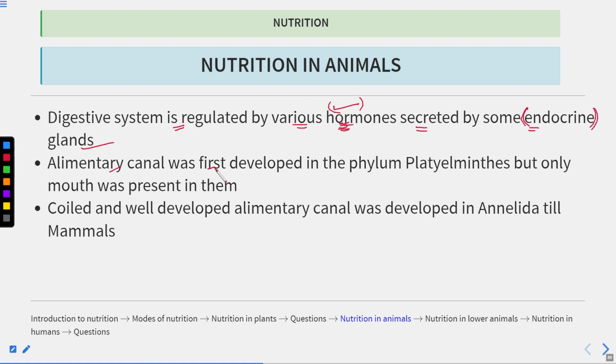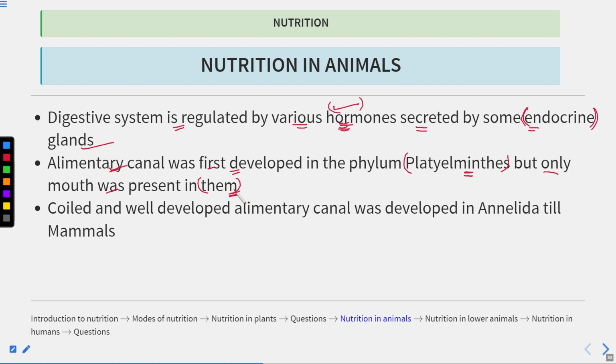The alimentary canal was first developed in the phylum Platyhelminthes. If someone asks you where the alimentary canal was first developed, it was developed in the members of the phylum Platyhelminthes. But only the mouth was present in them. So it was a very primitive alimentary canal, a very simple form. It was not at all complex, and here the anus was not present.